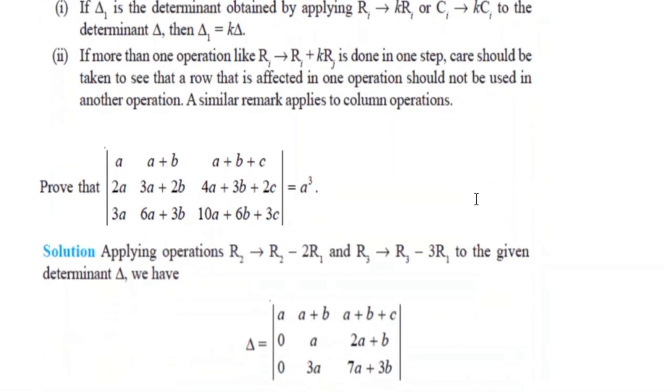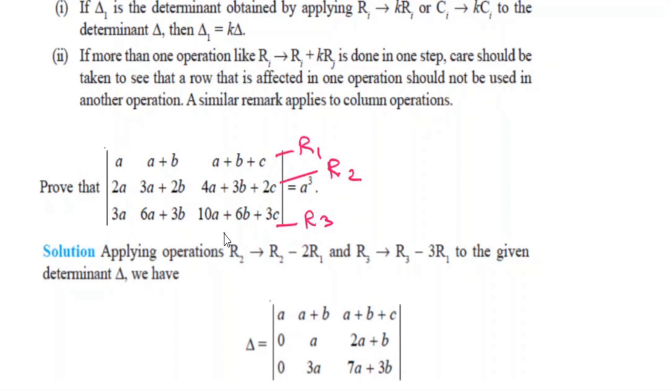Now listen, we have A plus B, A plus B plus C, 2A, 3A plus 2B, 4A plus 3B plus 2C, 3A, 6A plus 3B, 10A plus 6B plus 3C. So these are the different terms. Now let us consider this as row 1. 2A, 3A plus 2B, 4A plus 3B plus 2C, this is the second row. And the third row is here.